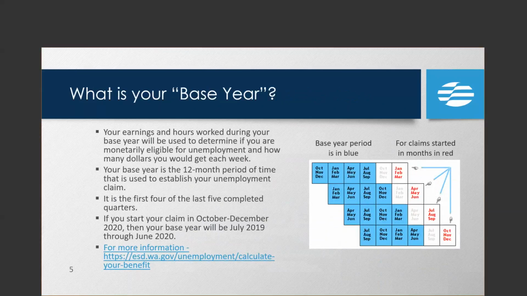Another thing I'd like to share with you is, what is your base year? The base year is the 12-month period of time that we use to determine if you are eligible for unemployment, and if you are, how much you would receive each week. Your base year will be the first 4 of the last 5 completed quarters. For example, if you're going to file for unemployment between October and December of 2020, then your base year will be July 2019 through June of 2020. That will be the period of time that will be used to determine whether you are eligible and how much your benefits will be. If you would like to calculate how much your benefits might be, then on our website, you could click on the link that says Calculate Your Benefit.